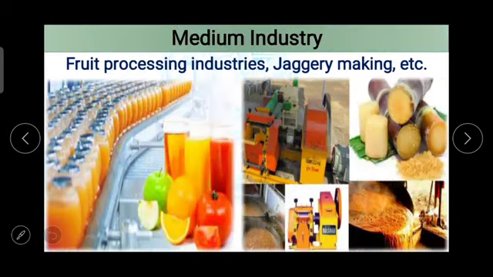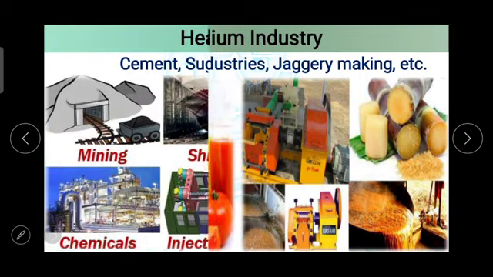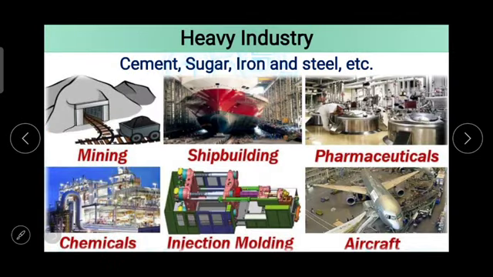Then the second one, medium industry, where there is processing of fruits or processing on fruits. So fruit processing industries or jaggery making, all these are under the medium industry. And the last one, heavy industry. In this, cement, sugar, iron and steel, or pharmaceuticals, aircraft, injection molding, chemicals, mining, shipbuilding, all these are the types of heavy industry.